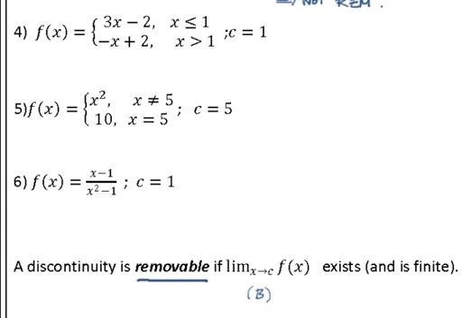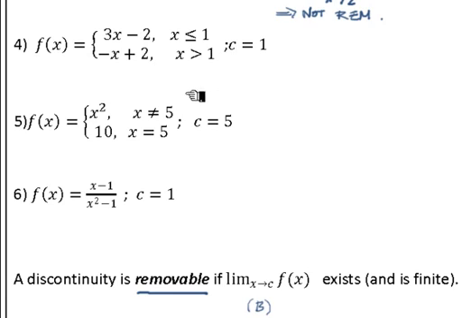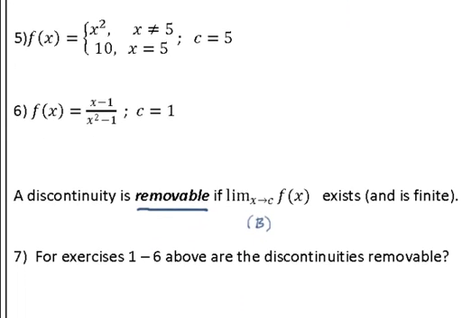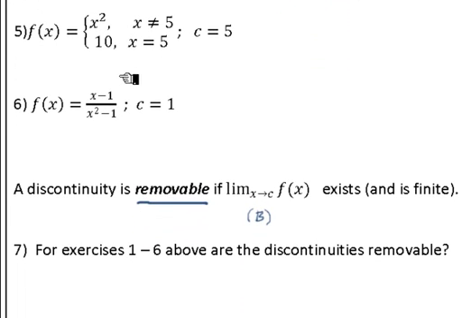Okay, let's look at number 4. I think number 4 was continuous, so it's not an issue here. Let's look at number 5. Number 5 is a typical example of a removable discontinuity. Actually, 5 and 6 are typical examples of removable.